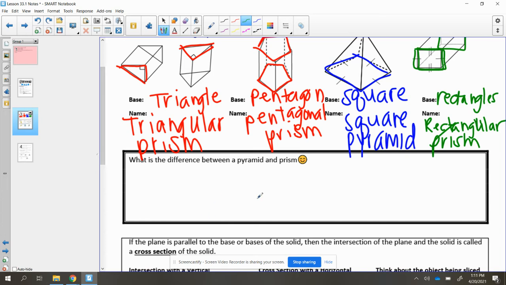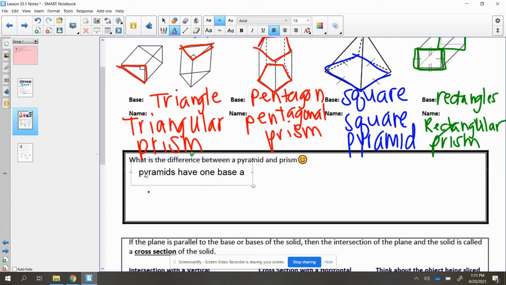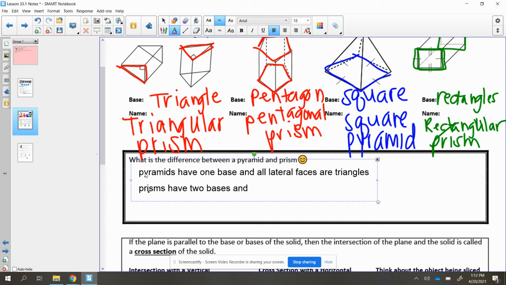Okay, so in your own words, what is the difference between a pyramid and a prism? Hopefully you notice that the biggest difference between our pyramids and our prisms is that the pyramids have one base and all their lateral faces are triangles, while our prisms have two bases and all their lateral faces are rectangles.